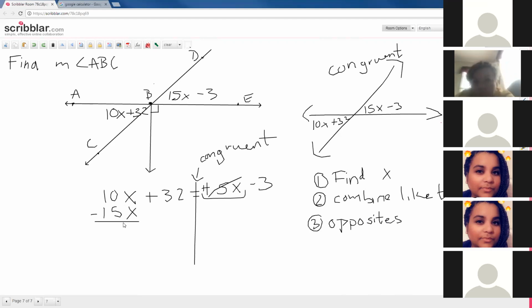So what do we get when we do 10x minus 15x? Very, very close. We need to make one small change. Because the 15, good, it's a negative. Because the bigger number was minus, the answer should be minus.